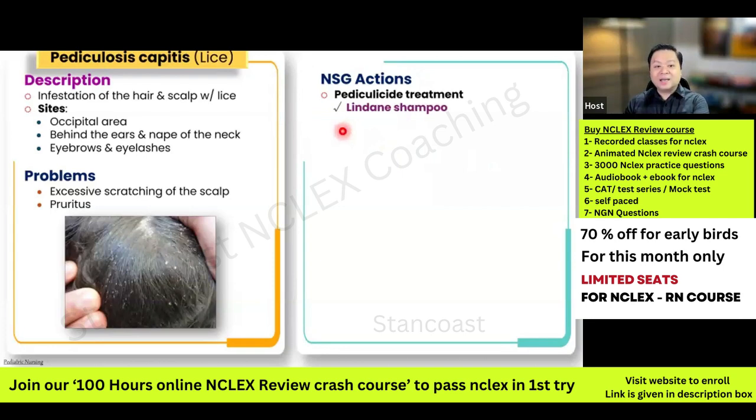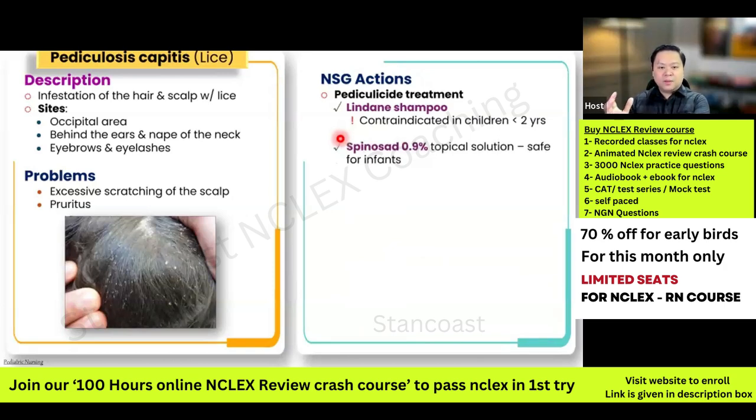However, this is not advisable to be used, or it is contraindicated in pediatric patients of less than 2 years, because it has the potential to become neurotoxic and it can cause seizures. Please take note of that. Okay, so lindane is contraindicated in pediatric patients of less than 2 years old because it can cause neurotoxicity and seizures. Now, the nits will have to be removed daily through the use of the comb.